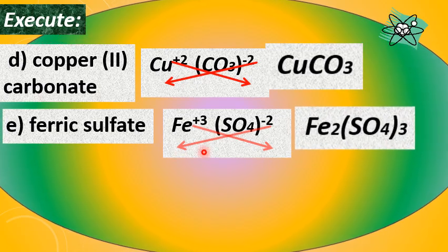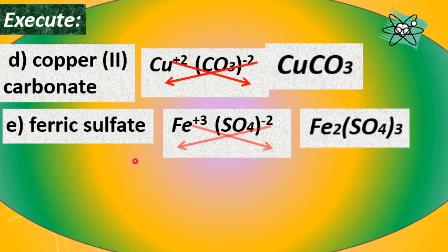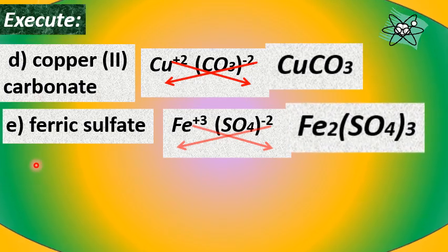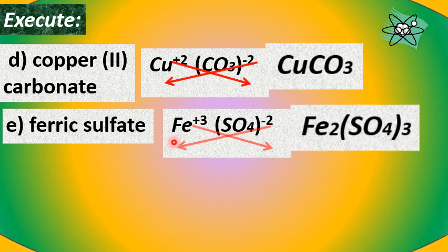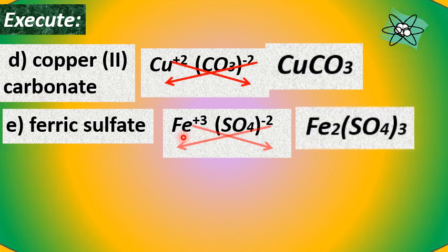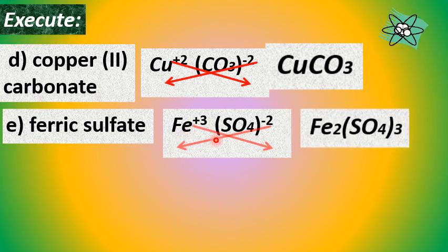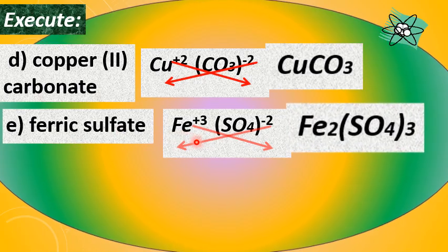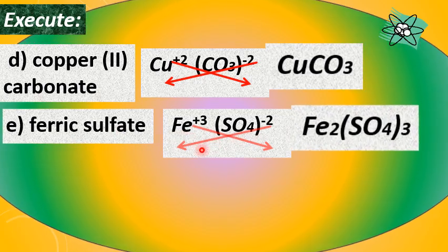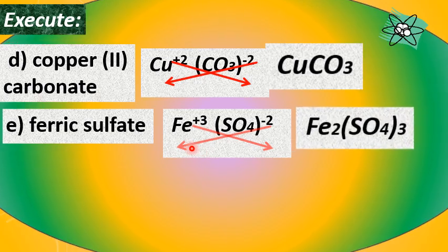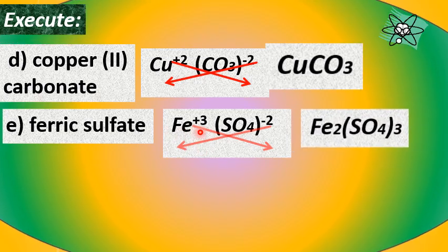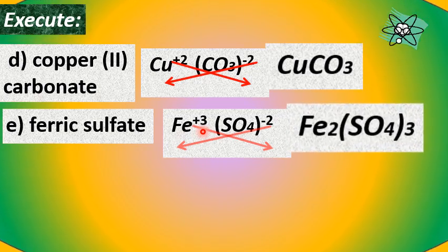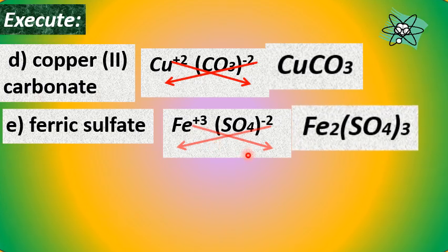Again, we emphasize that the reason why we're able to conclude that this is the formula for ferric sulfate is because when you say ferric in the classical system, we are referring to the higher positive ionic charge, which is positive 3.